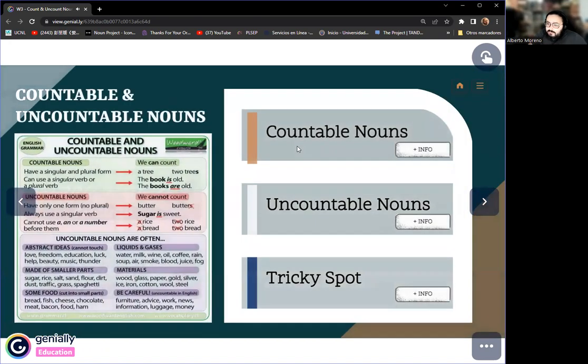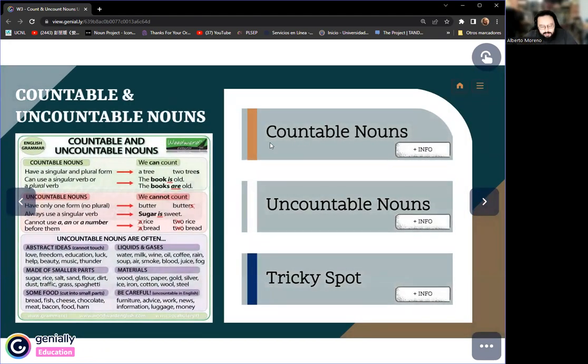So now it is the time for the main topic of this session. And the main topic is countable and uncountable nouns.